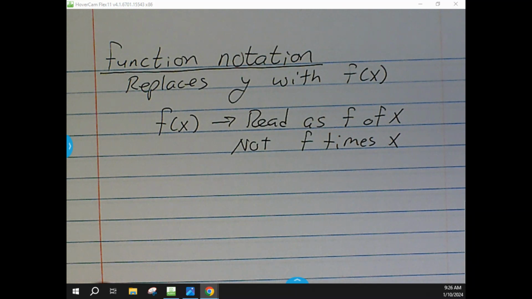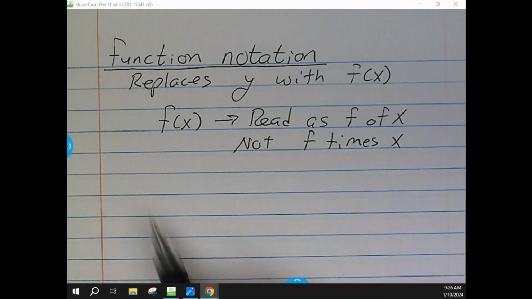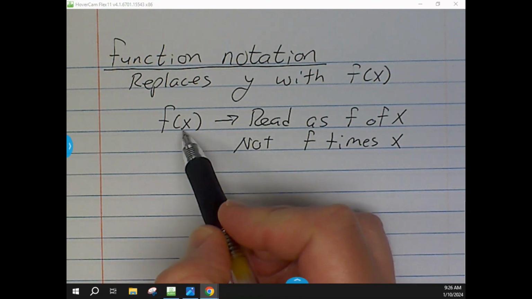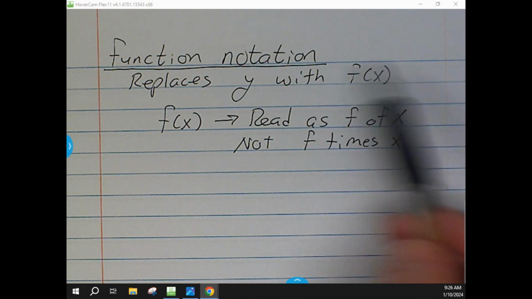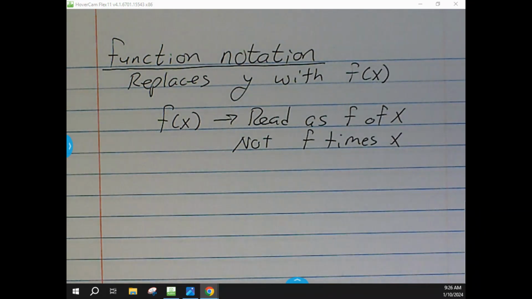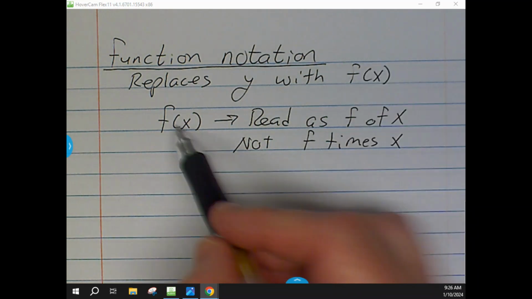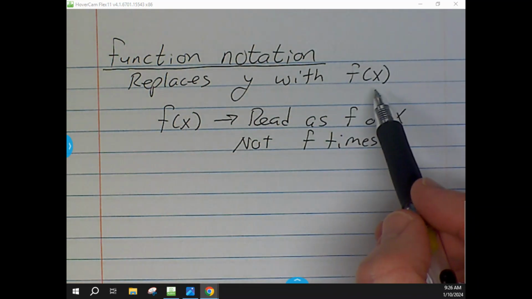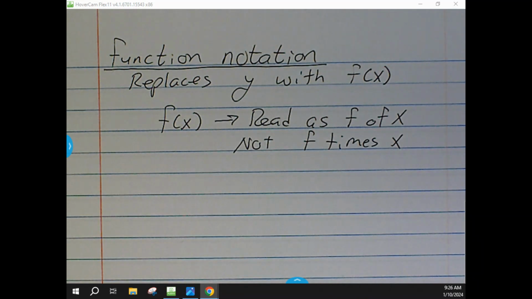So there's not any time with anything that we're going to do where we're going to have f as one variable and x as another variable. So anytime you see this symbolism from now forward, through pre-calc, calc, anything else you do, you can always think that they're talking about functions. So this is always going to be f of x. You will never read this in your math going forward as f times x.